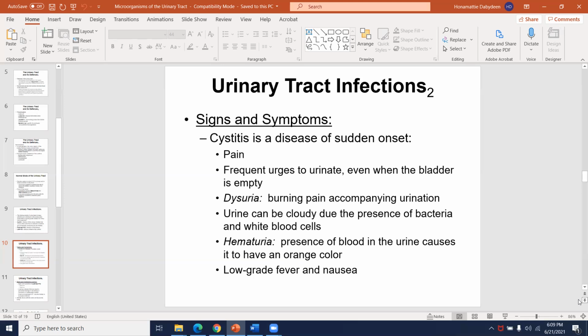So cloudiness, I'm going to put an asterisk there because it's not always an indication that it's a urinary tract infection. Hematuria, though, presence of blood in the urine, is definitely reasons to concern yourself. Low-grade fever and nausea sometimes could be an indication of a urinary tract infection also.